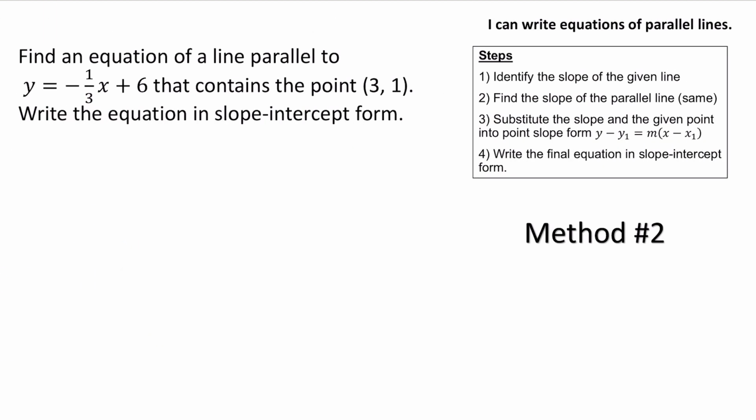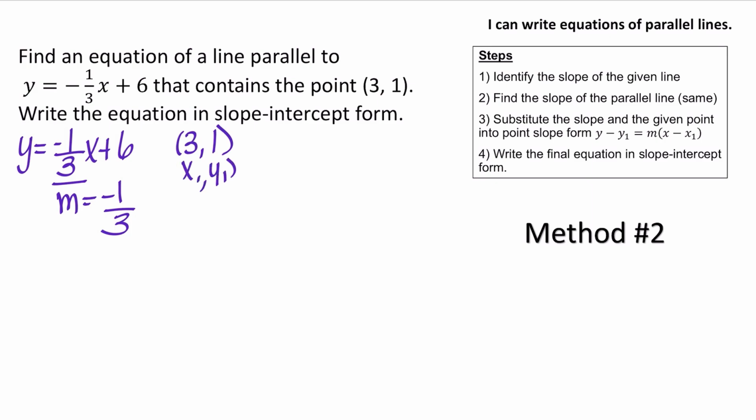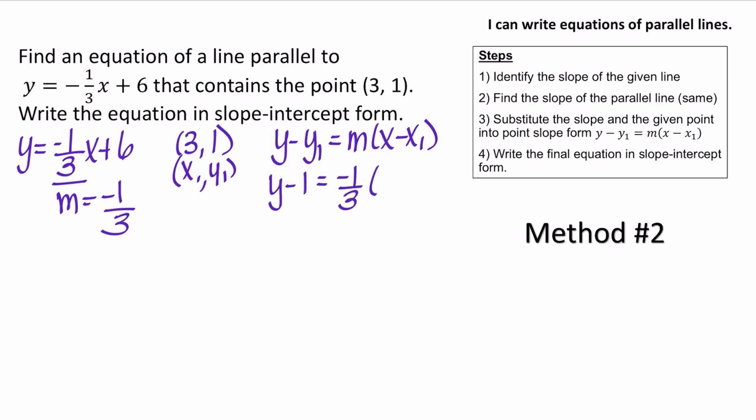So let's do this problem using method 2. So remember, once again, I always start off with my slope. So I have y equals negative 1/3 x plus 6. So I have m equals negative 1/3. So the point 3, 1, I'm going to call x1, y1, because now I'm going to solve this problem using method 2. So I have y minus y1 equals m times x minus x1. So y minus 1 equals negative 1/3 times x minus 3. So now let's go ahead and distribute so that we can simplify this and turn it into slope-intercept form.